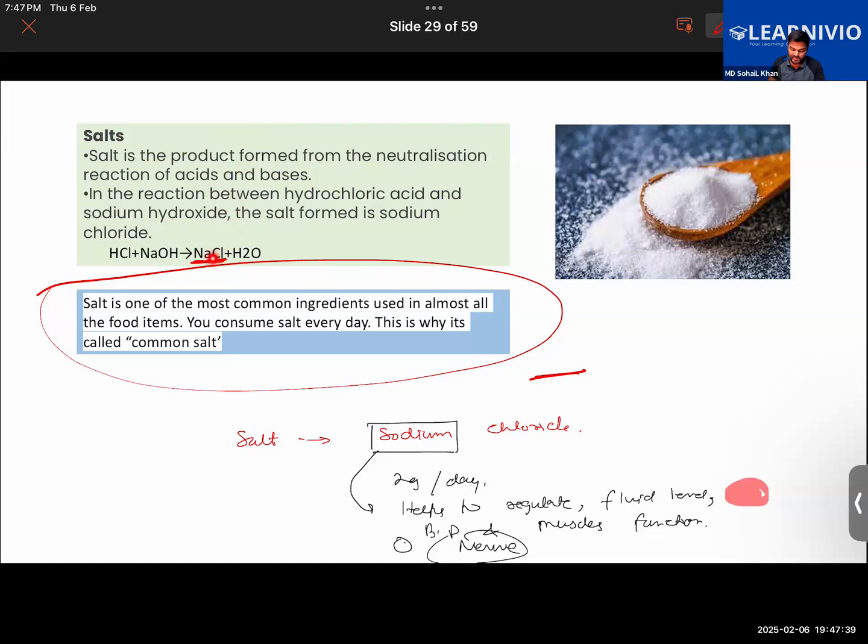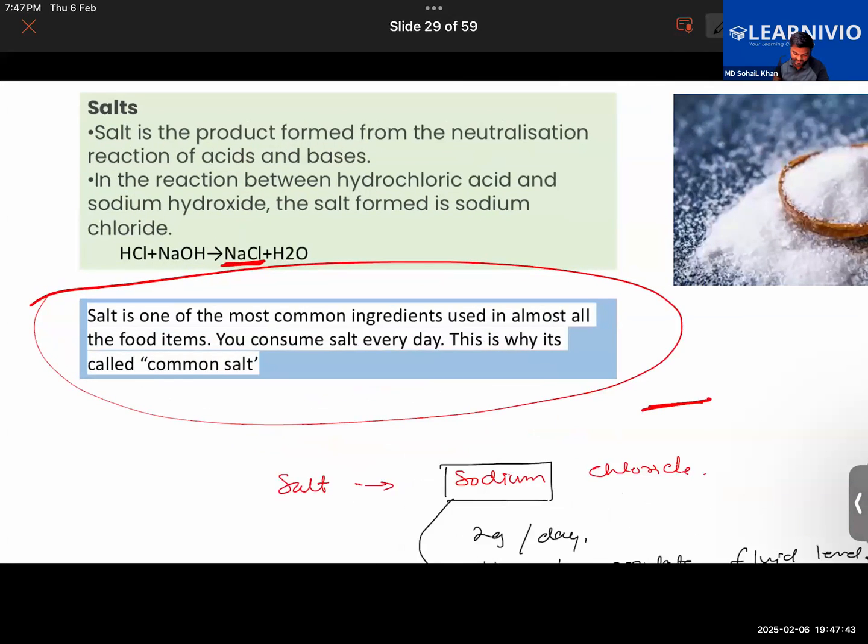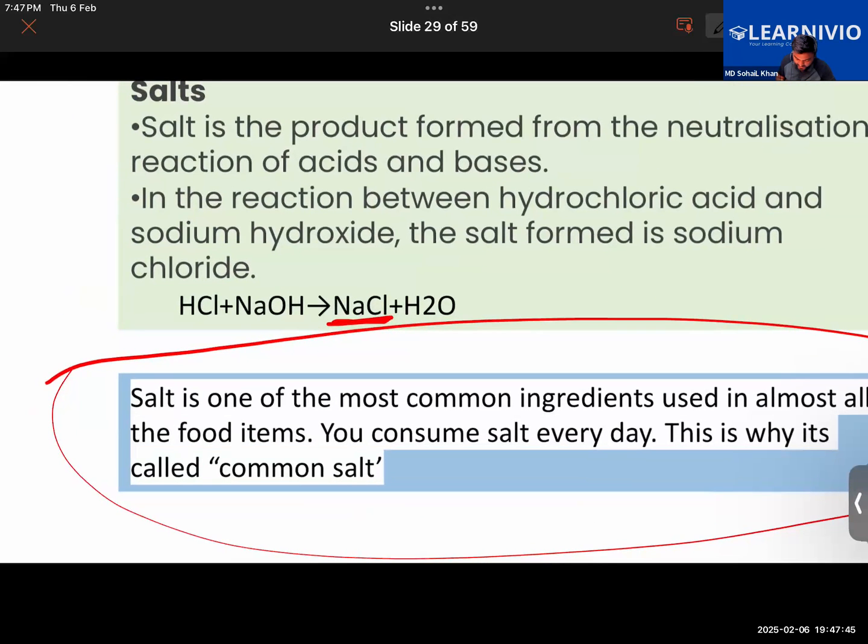Along with salt, let me write the names here so that you don't get confused. HCl here is hydrochloric acid. NaOH here is a base, and it is sodium hydroxide. NaCl here is sodium chloride.